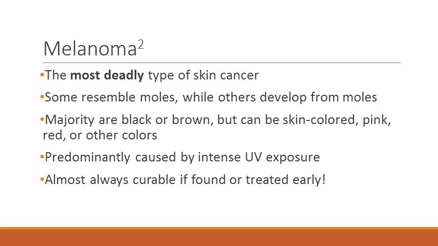The third type of skin cancer we will discuss is melanoma. Melanoma is the most deadly type of skin cancer, and this is due to its ability to spread and involve many organs. Melanomas can resemble moles, or they can develop from moles. The majority of melanomas are black or brown, but these can also be skin-colored, pink, red, or other colors. Most melanomas are caused by intense ultraviolet exposure, usually from the sun. Melanomas are almost always curable if found or treated early. This explains why it is so important to catch and treat melanomas early.